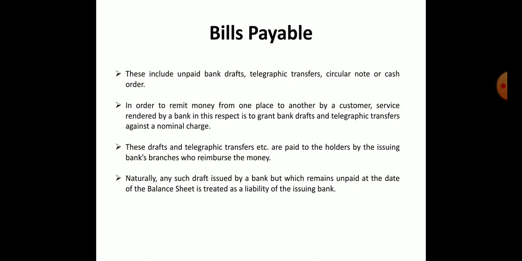So bills payable, that is the next term. These include unpaid bank drafts, telegraphic transfers, circular notes, or cash orders. We have already studied circular notes in the first part. In order to remit money from one place to another, a service rendered by the bank to the customer is to grant bank drafts and telegraphic transfers against a nominal charge. These drafts or telegraphic transfers, etc., are paid to the holders by the issuing bank's branch, who reimburse the money. Naturally, any such draft issued by the bank which remains unpaid at the date of the balance sheet is treated as a liability of the issuing bank.